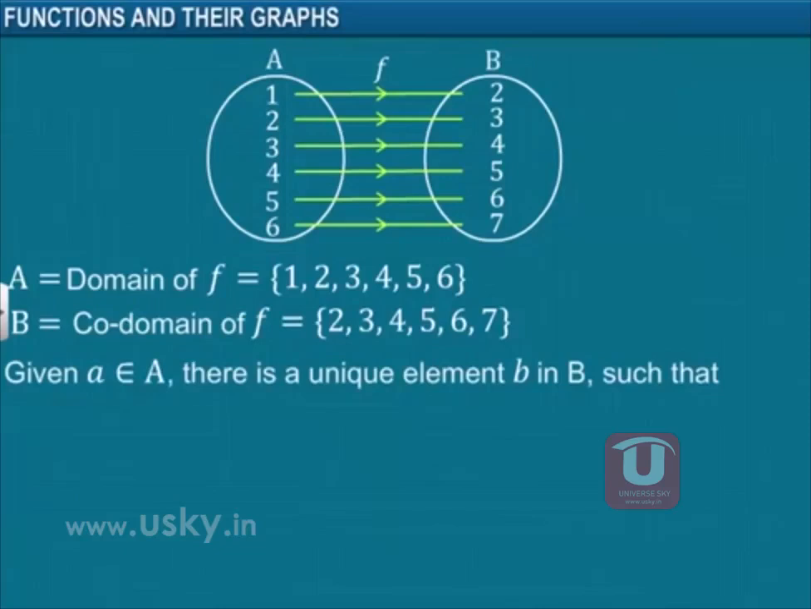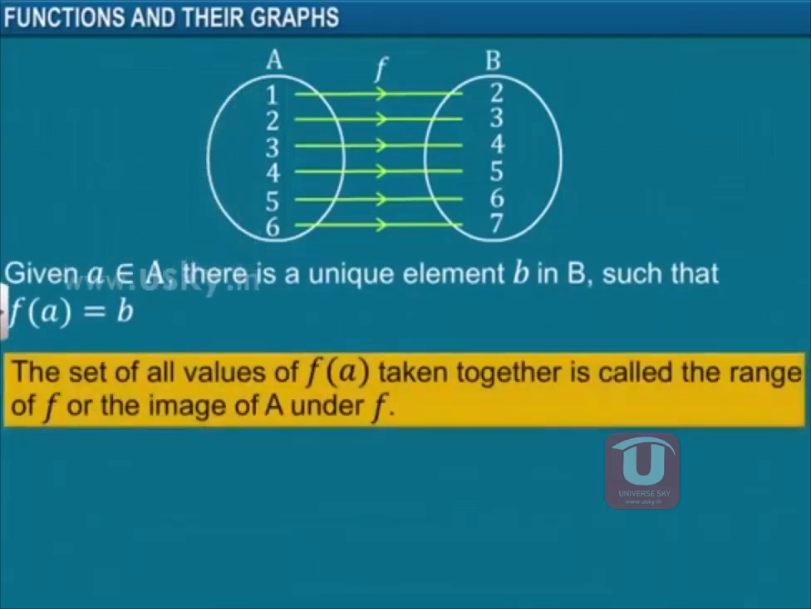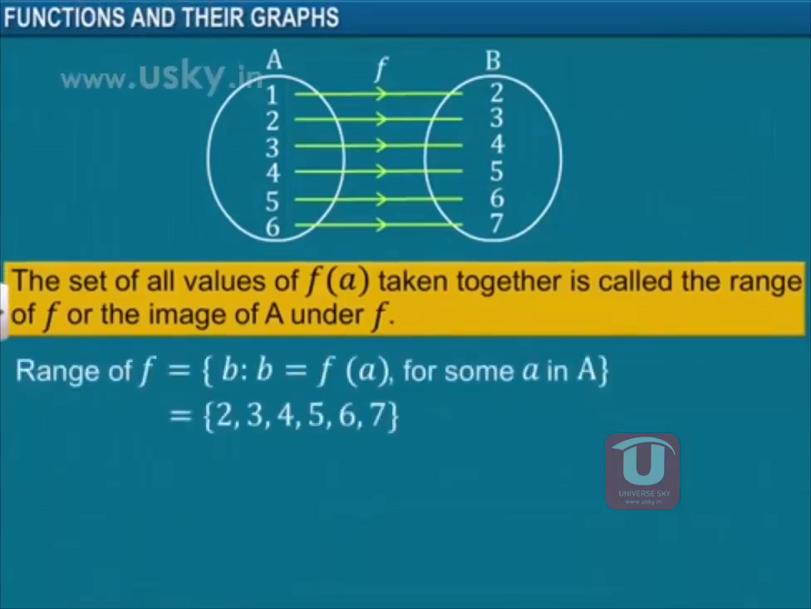Given an element a from set A, there is a unique element b in set B that is related to a. The unique element b, to which f relates a, is denoted by f of a and is also called the value of f at a, or the image of a under f. The set of all the values of f of a taken together is called the range of f, or the image of A under f. Symbolically, the range of f is the set of all b such that b is equal to f of a for some a in A. In this case, the range of f is equal to the codomain of f.